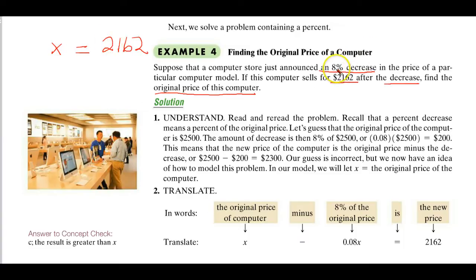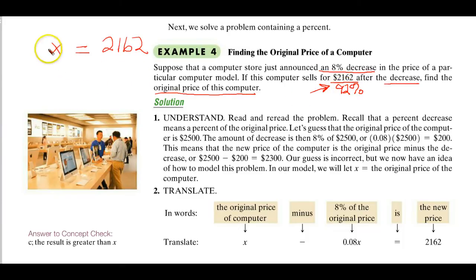Well, if you have an 8% decrease, this new price represents what percent of the original price? If it's an 8% decrease, what percent does this represent? So you take away 8% from 100 and you get 92%. So that's what this represents.